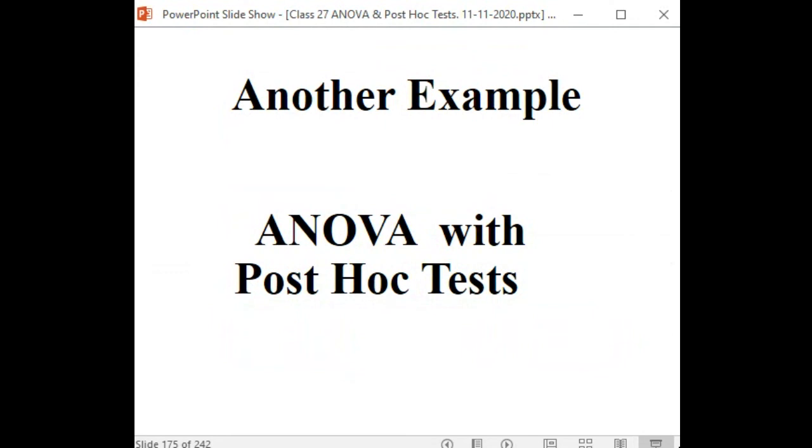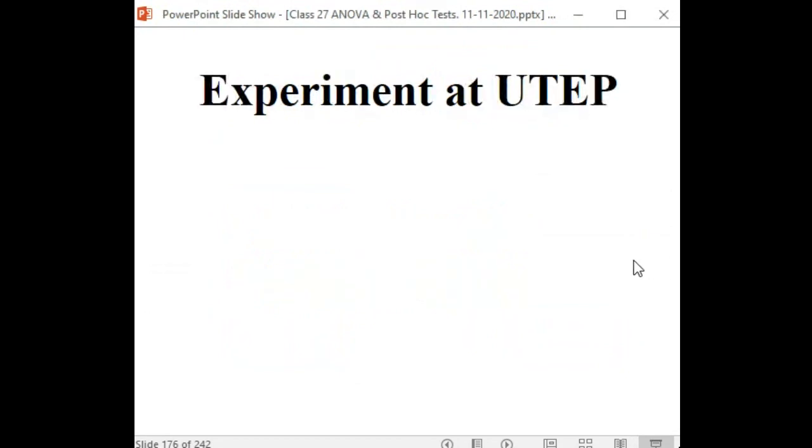Okay, so at this point, you have learned about ANOVA and post hoc tests. So now I'm going to give you one more extended example of how ANOVA and post hoc tests are used or can be used in a study. And the example I'm going to give you is based on a real experiment that was actually conducted at UTEP.